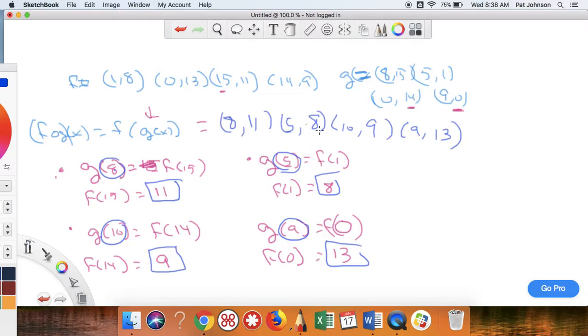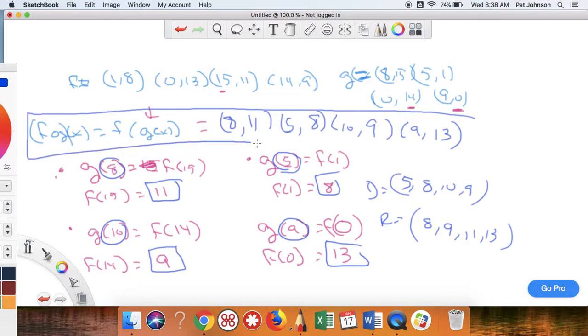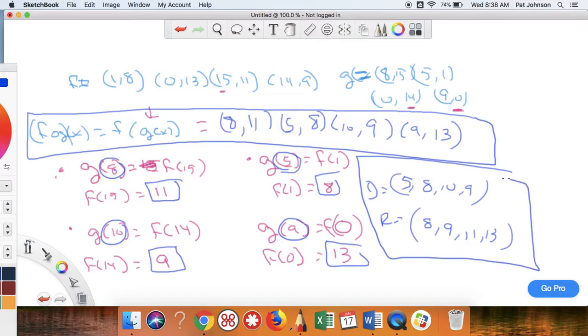What's a domain? It's just all the x's, which would be 5, 8, 10, and 9. Oops, I didn't put them in order. So that would be the domain of the composition f of g, and the range would be all the y coordinates, which is 8, 9, 11, and 13. So that's my domain and my range. If I asked you to compose using f of g, this would be the answer, with this being the domain and range. So domain are just the x's and range is the y.